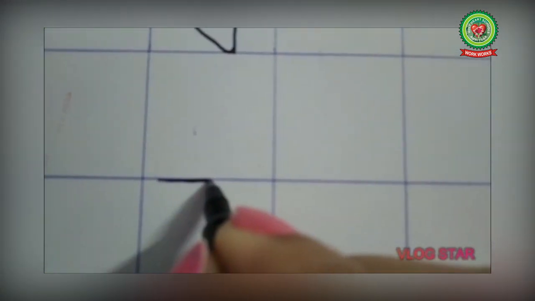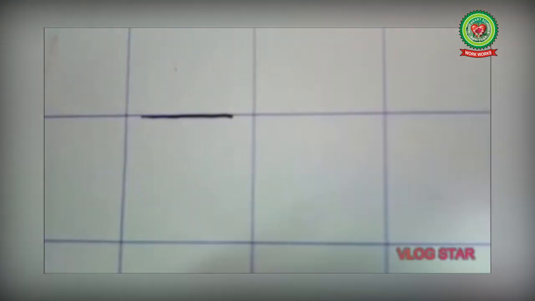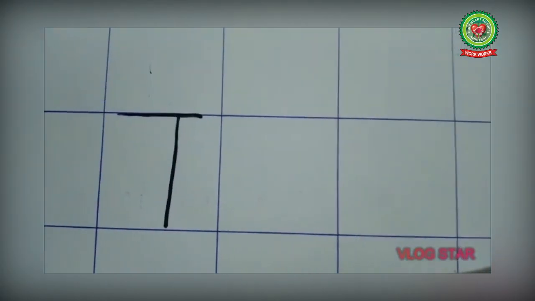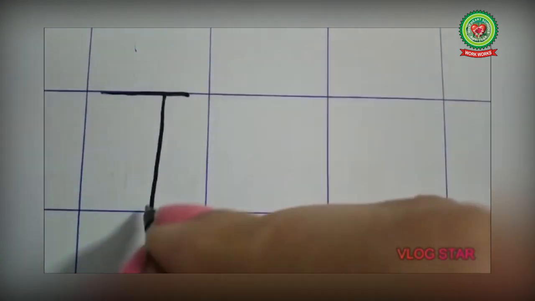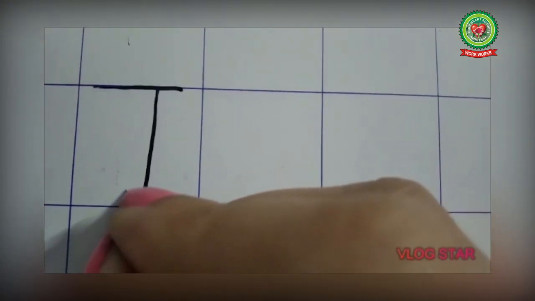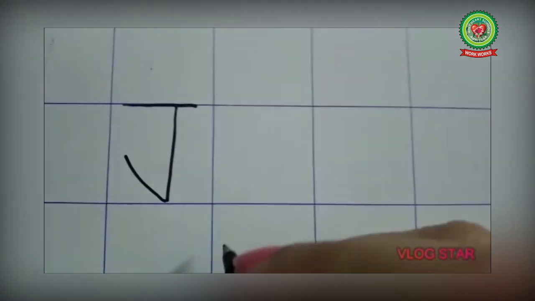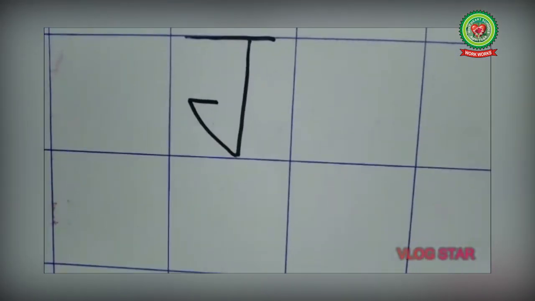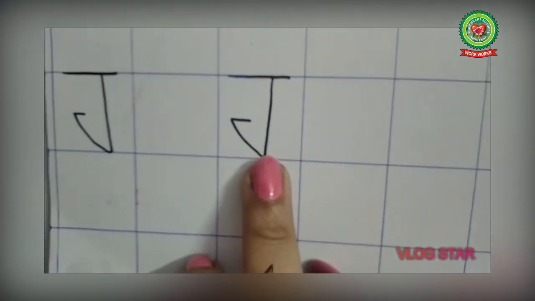For that you have to draw a sleeping line like this. Then from here draw a standing line like this, and from the end of this standing line draw a slanting line in an upward direction, and then draw a small sleeping line like this. This is ha. Now revise the steps.